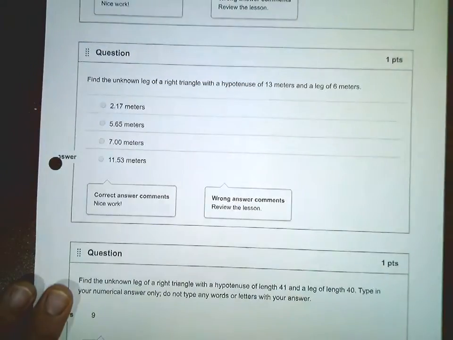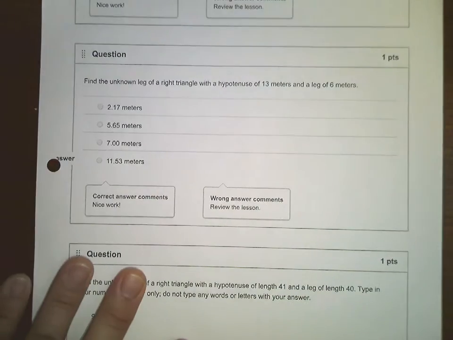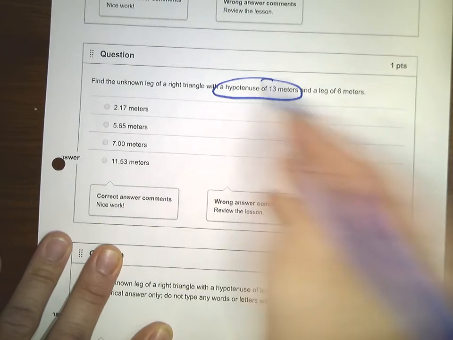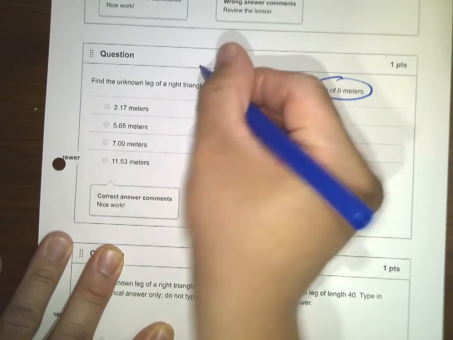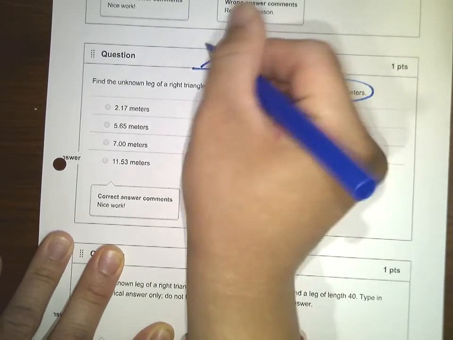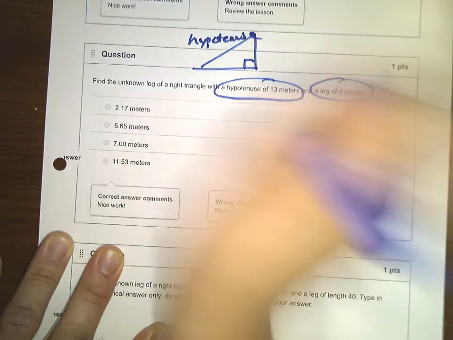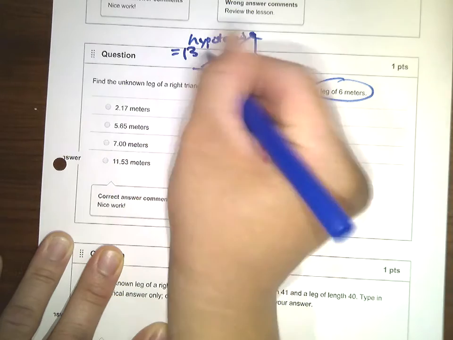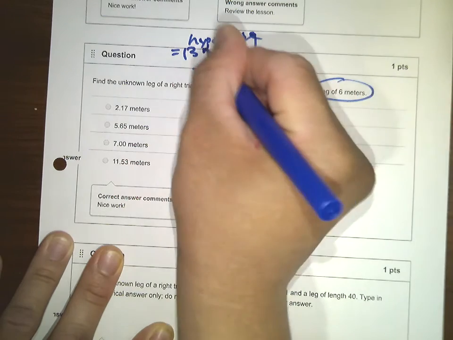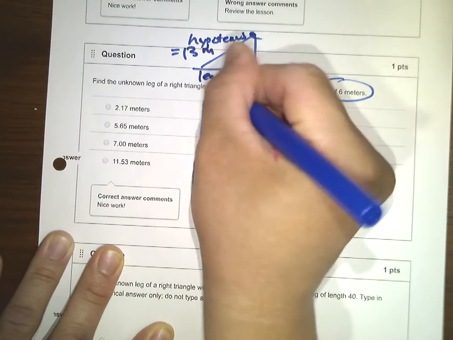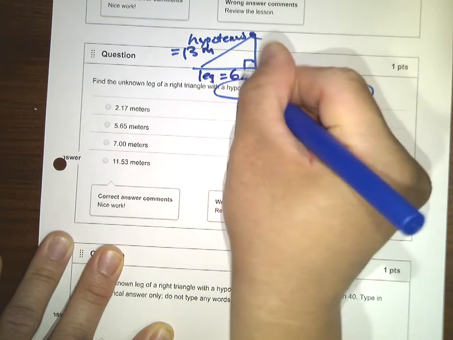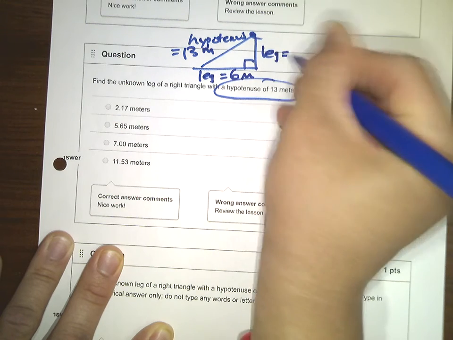Find the unknown leg of a right triangle with hypotenuse of 13 meters and leg of 6 meters. So here is the triangle. The hypotenuse is going to be the longest side here. So this should be, they said 13 meters. So I'm going to use m for meters. And one of the legs is equal to 6 meters. And this leg's length is missing.